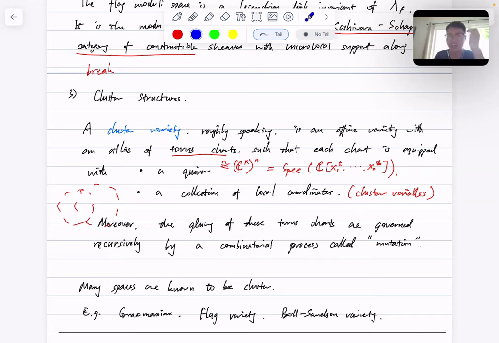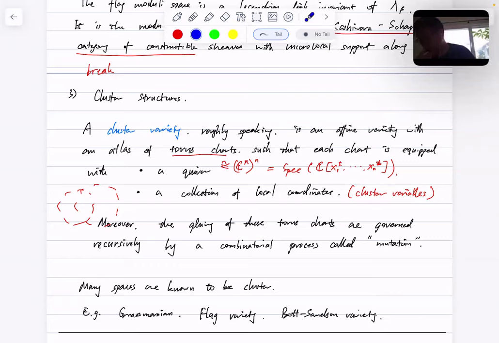Well, I should mention that in order to get a cluster variety, you have to toss out something. You always have to delete some divisor in order to get a cluster variety. So the real cluster variety is going to be the Grassmannian, throw away a divisor; the flag variety, throw away some divisors; and the Bott-Samelson variety, throw away some divisors. So the remaining part is an affine variety.